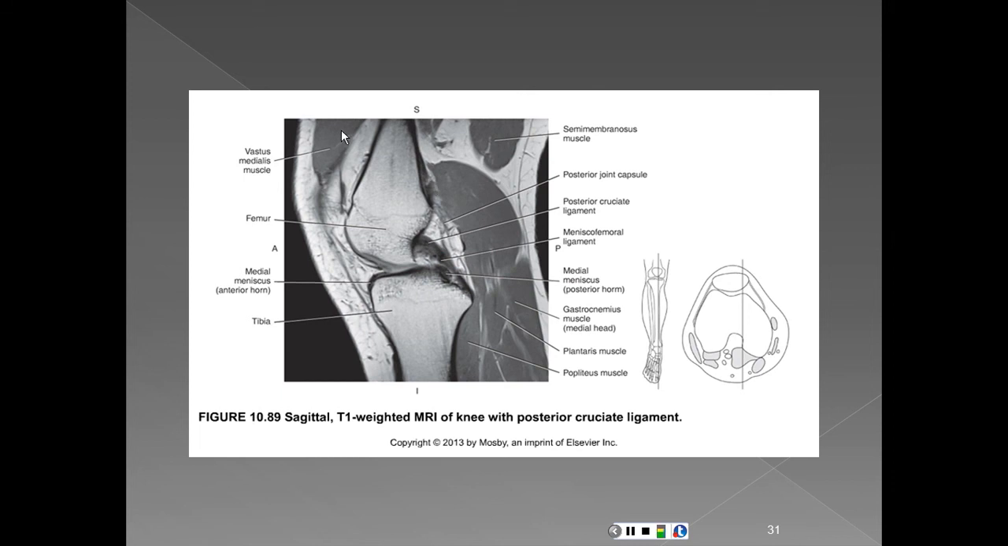So we have the vastus medialis muscle, quadriceps, semimembranosus muscle, hamstrings, the posterior joint capsule, this area right there.